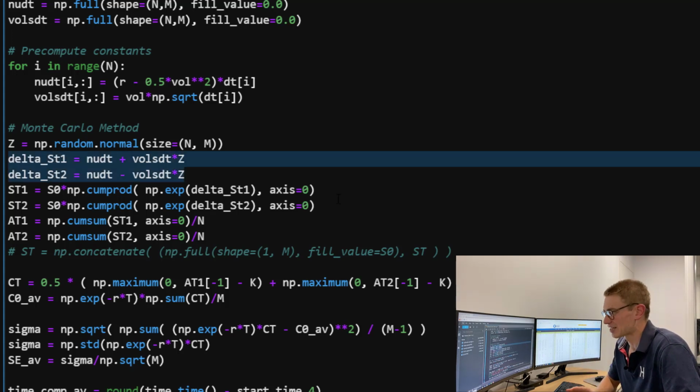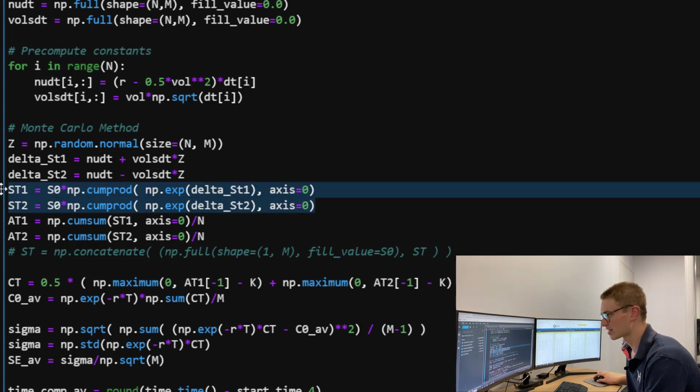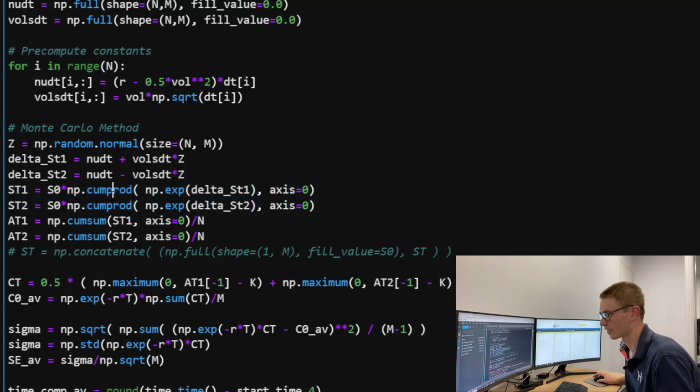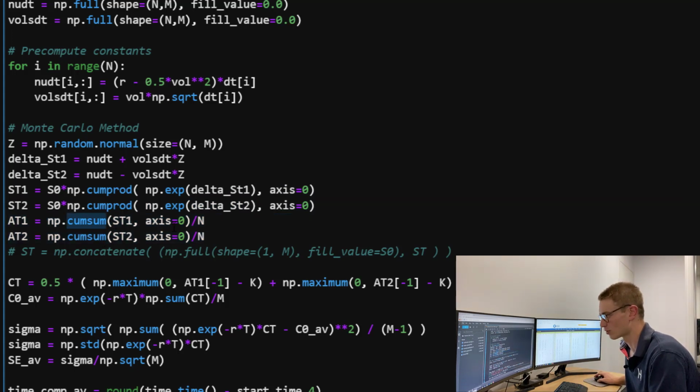So we simulate these for every simulation, for every 1,000 simulations, and remember it's kind of like 2 for the price of 1. So what we're doing here is reducing our variance by only simulating the same number of random variables. Then we compute the prices along all the paths. Again, we just take the cumulative prod for these two different cases, and then we take the arithmetic average for these two different cases by using NumPy cum sum.